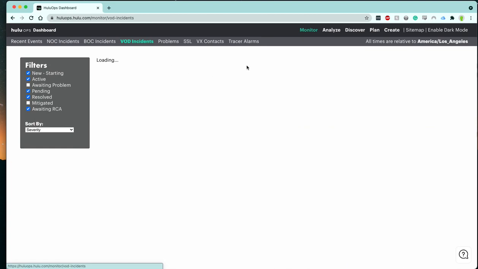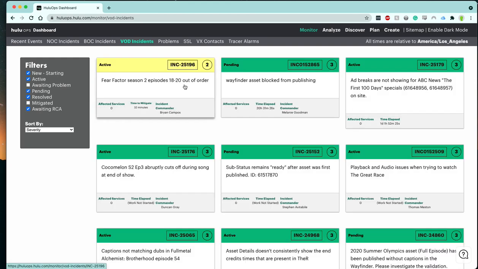So the next thing I'm going to get into is VOD incidents. If the NOC is focused on the back end, the BOC is focused on the linear feeds and the linear channels. VOD, or video on demand, incidents are primarily focused on the things that are delivering video on demand, whether that's delivery of a VOD asset to us or delivery of a VOD asset to our customer or the decoration around that piece of content to anyone.